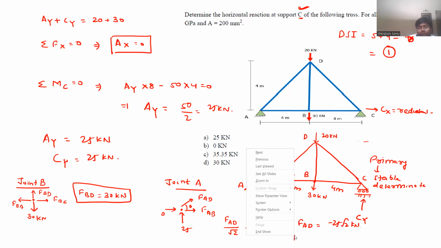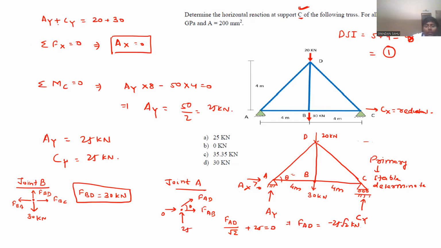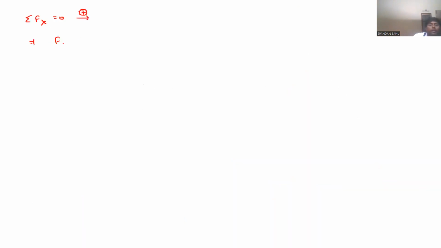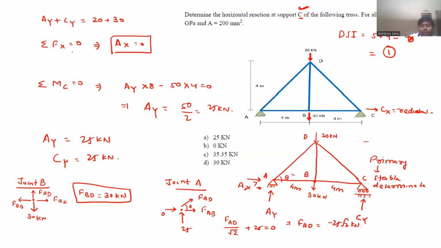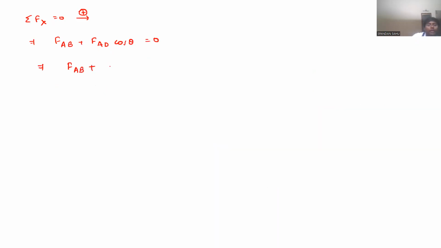Similarly, summation of Fx equal to 0, rightward positive, you will get FAB plus FAD cos theta will be equal to 0. So FAD we got. So FAB plus FAD, which is minus 25 root 2, into cos theta, which is 45, so 1 by root 2. So FAB is 25 kilonewton.